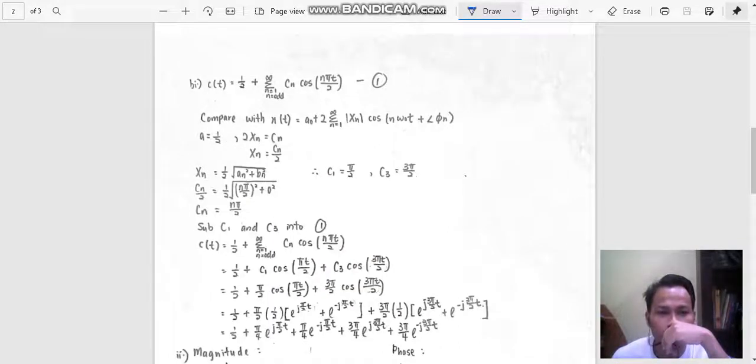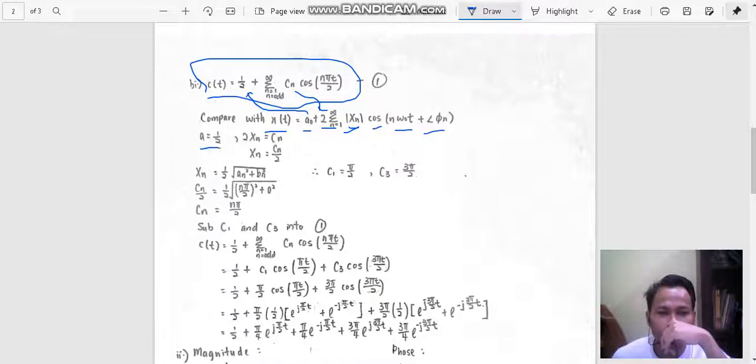As we have the equation given, we have to compare it with the general exponential Fourier expansion, which is x(t) equal to X0 plus 2 summation from n equal to 1 to infinity of magnitude of Xn cos n omega naught t plus phase angle of Xn. When we compare, we get X0 equal to 1 over 2, and we get 2 Xn equal to Cn.